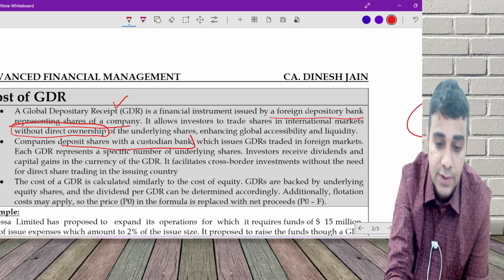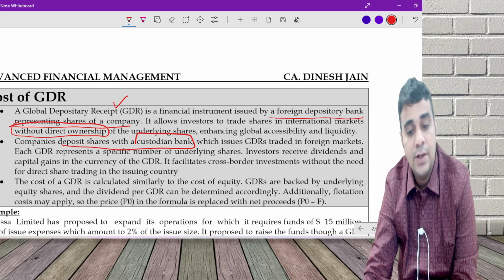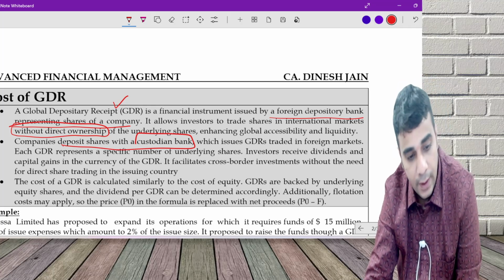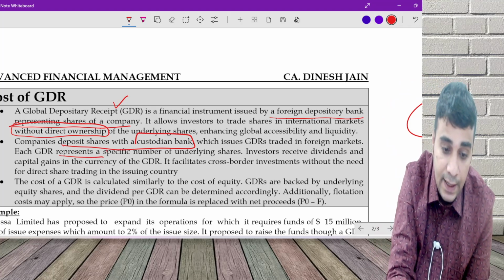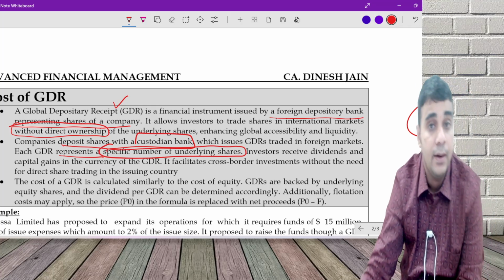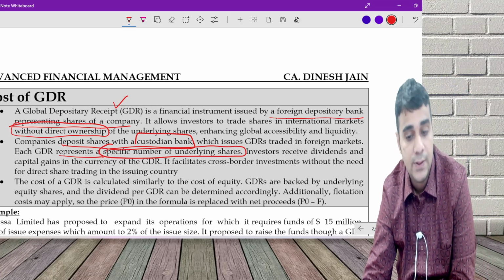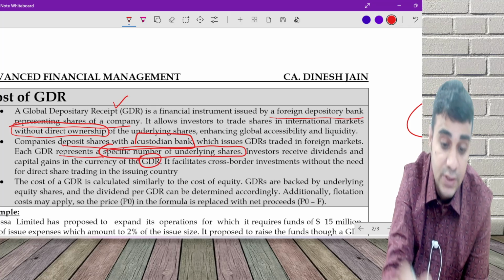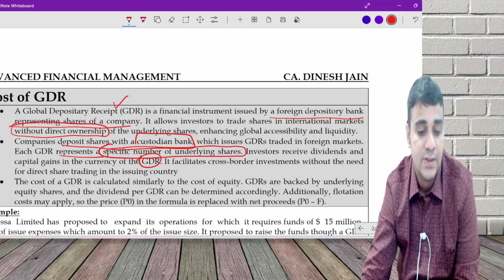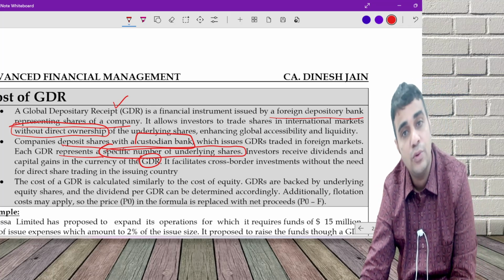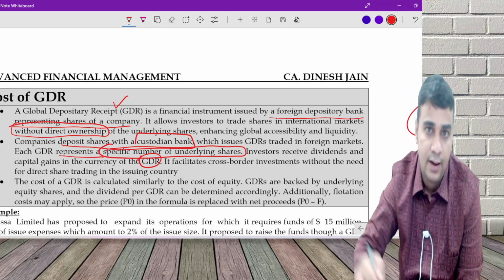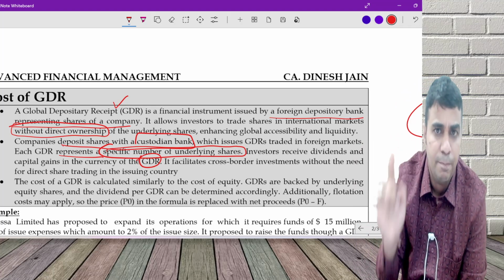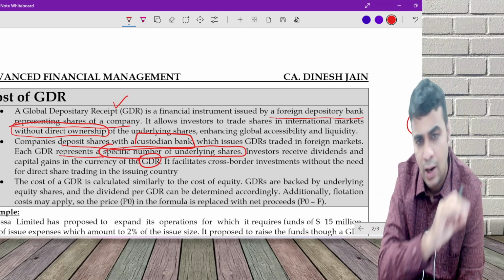Companies deposit shares with a custodian bank, which issues GDRs traded in foreign market. Each GDR represents a number of underlying shares. What can be the number? 10:1, 3:1, 2:1, 5:1. Investors will receive dividend, capital gains in the currency of the GDR. So it facilitates cross-border investing without the need for direct share trading in India. The US investors don't want the Indian regulations to impact them, RBI conditions, tax issues, all that I don't want.